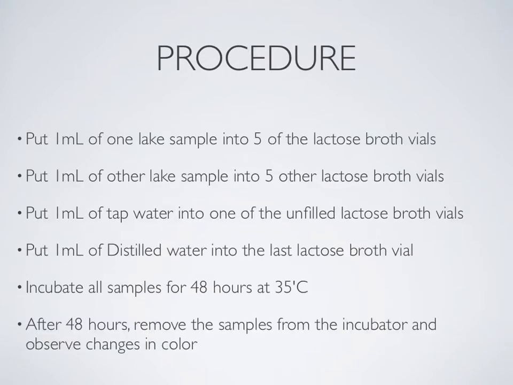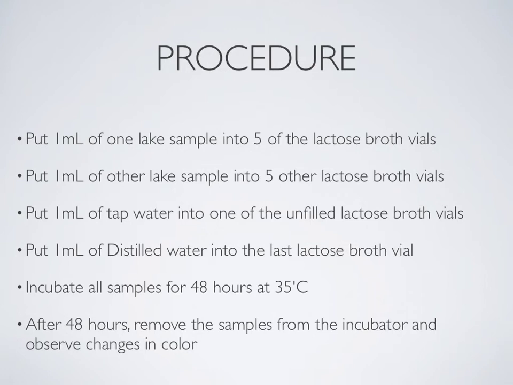The procedure. First, put 1 milliliter of one lake sample into 5 of the lactose broth vials. Then put another milliliter of the other lake sample into the other 5 lactose broth vials. Put 1 milliliter of tap water into one of the unfilled lactose broth vials. And finally put 1 milliliter of distilled water into the last lactose broth vial.